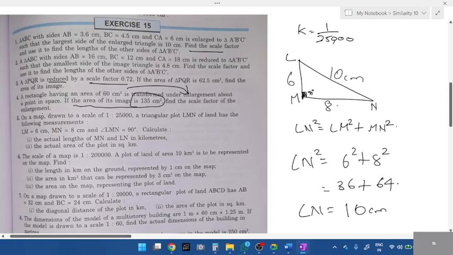Okay. I'll read the question. Concentrate, students. Listen properly. On a map, a triangular plot of land has the following measurement. So where is this? Is this the actual diagram or is it drawn on the map? According to this question, this triangle is drawn on the map. Yes, this is not the actual diagram. Is this concept clear?